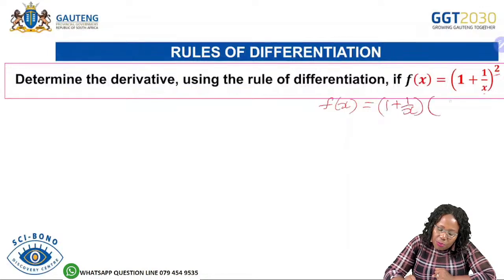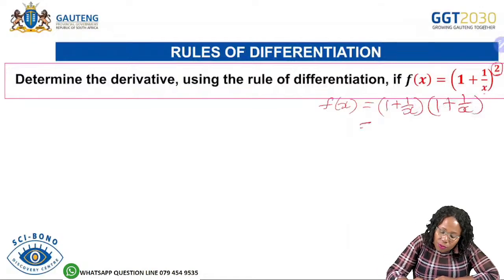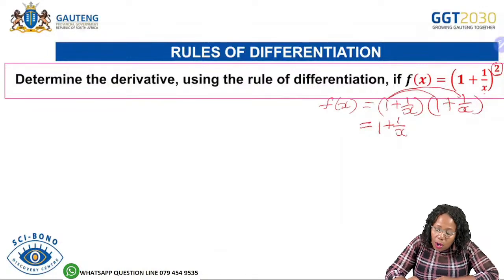We are having 2 brackets of the same thing, 1 plus 1 over x. These 2 indicate we have 2 brackets of 1 plus 1 over x, and 2 brackets means we are multiplying. 1 times 1 is 1. 1 times 1 over x is plus 1 over x. Then 1 over x times 1 plus 1 over x: this times that one is 1 times 1 on top, 1.